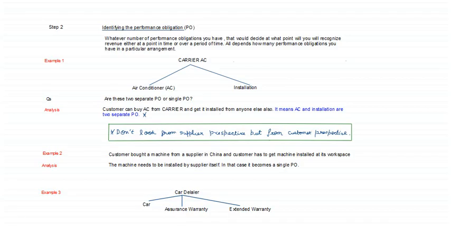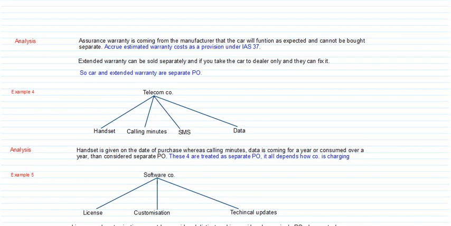Let's consider another example of a car dealer. Let's say the car dealer is selling a car, an assurance warranty, and an extended warranty to the customer. Now, will these three be considered as separate performance obligations or a single performance obligation? Let's see that. Now, assurance warranty is coming from the manufacturer, which means that the product will continue to function as expected. So it cannot be bought separately. However, this warranty needs to be accounted for as a provision under IAS 37, the provisions and contingent liabilities.